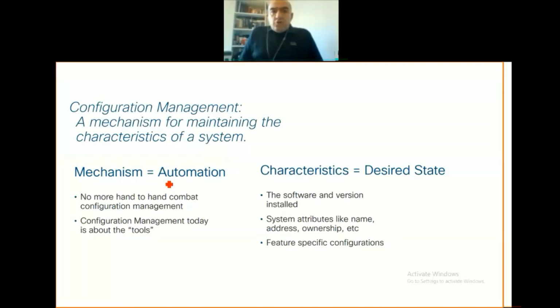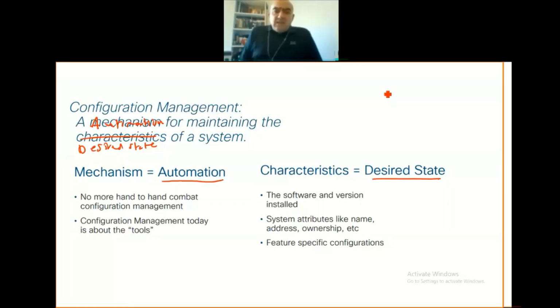Mechanism means automation. So we need to have automation for maintaining the characteristics of a system. And what are characteristics? It is the desired state. So actually, configuration management is automation for maintaining the desired state of a system.